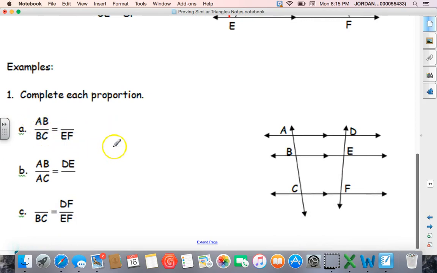So if AB over BC, what's it going to equal? So this is AB over BC. Here's EF. So what's going to be on the top? Of course, DE. If we do AB over AC, AB over the whole AC, then DE is going to be over the whole over here, which is DF. And then if we've got DF over EF, that's the whole over this part. Then over here we've got to have the whole AC over this part, which is BC. Alright, so just some ways to understand the proportions whenever you have three parallel lines.